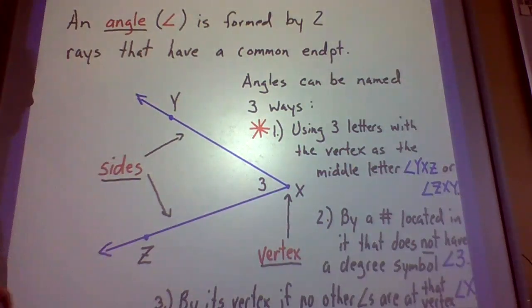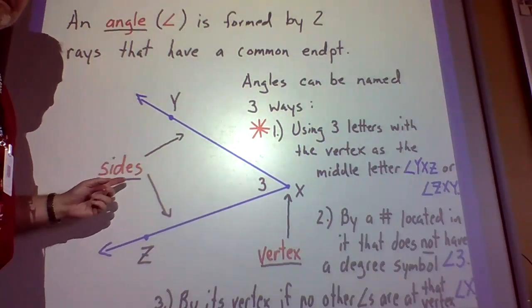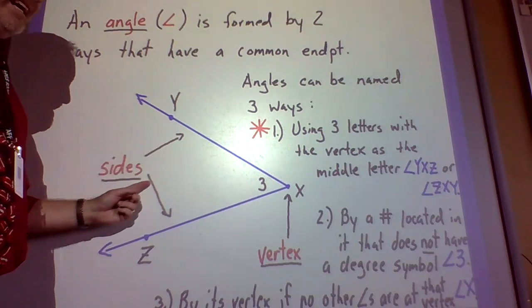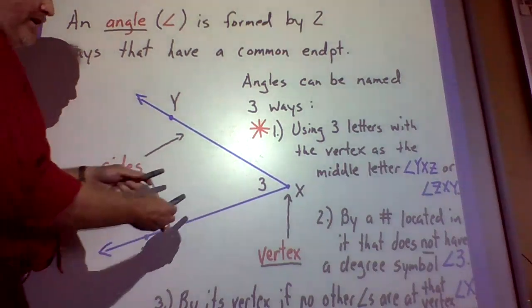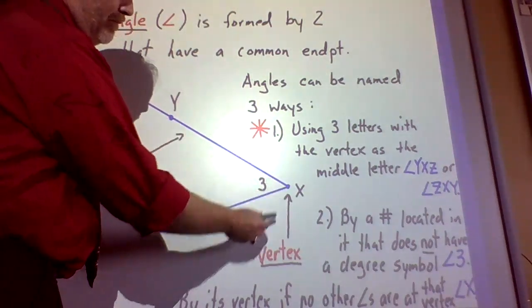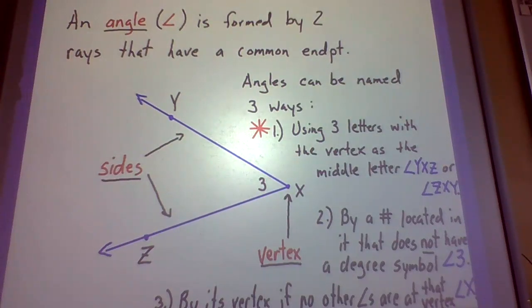The parts of the two rays that make the angle, you'll never believe this, but those are called sides. All right, those are the sides of the angle. Where the two rays come together, their endpoints, that is called the vertex. We will have a lot of vertexes in geometry. This is our first one.